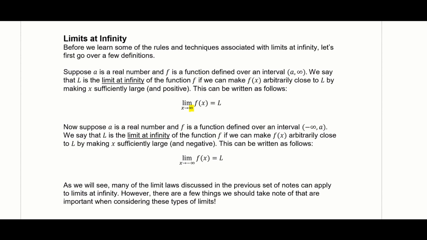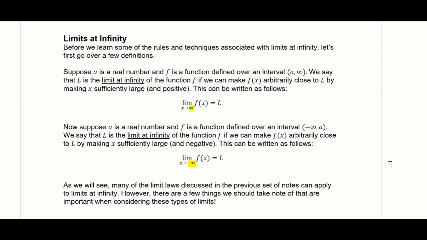Same thing in the other direction. If we're making x sufficiently large in the negative direction, then we can have this calculation, the limit of f of x as x goes to negative infinity, where x increases in the negative direction without bound. And that can also, again, give us either a finite limit value L or positive or negative infinity. It depends on the function.